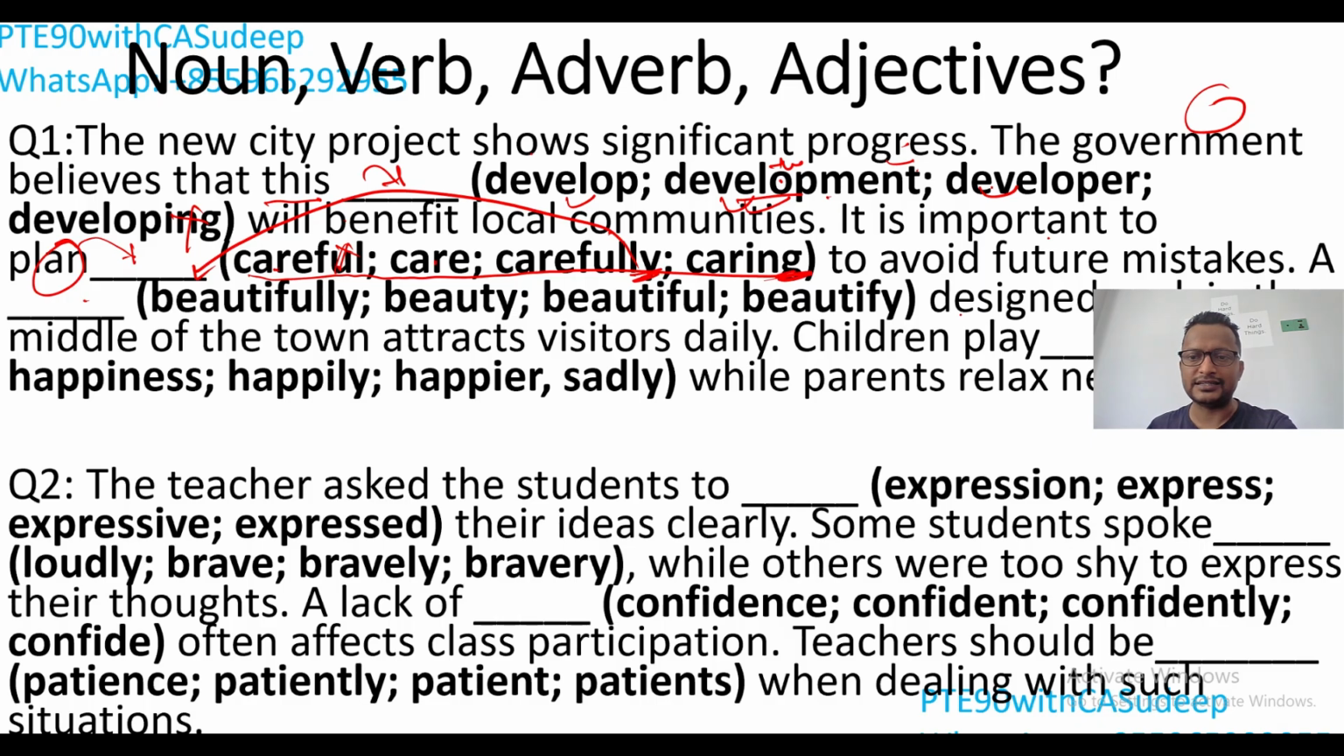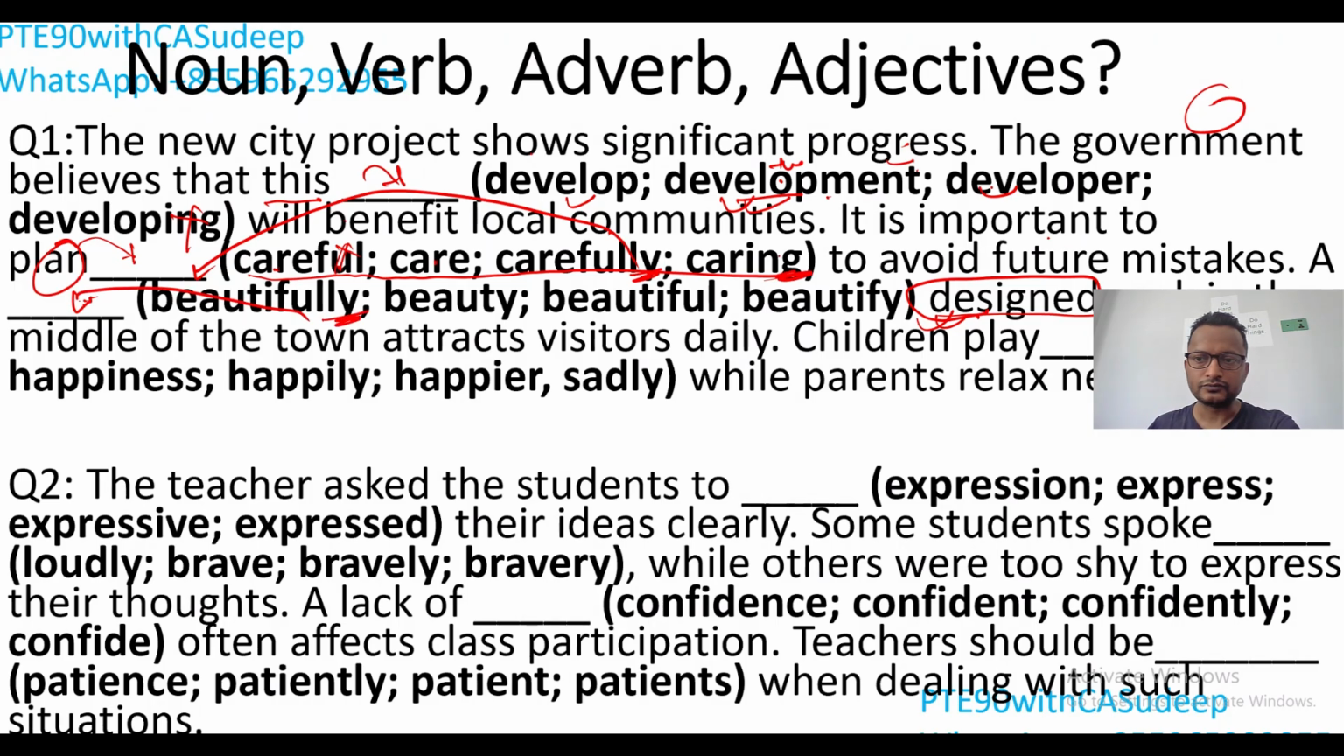Design park. See, design park. This is also a verb here. Now you need to identify the adverb here. The adverb will describe the verb. So what is the adverb? It ends in ly. So only beautifully. So this is also one of the concepts here.